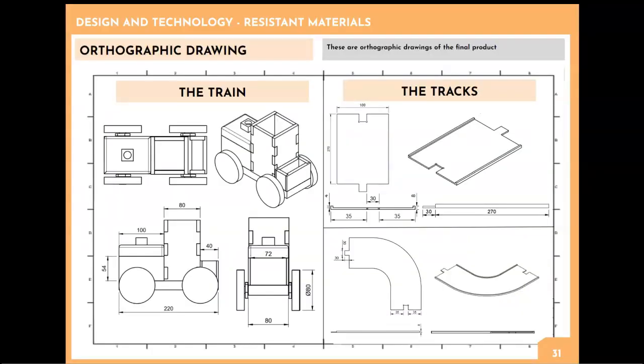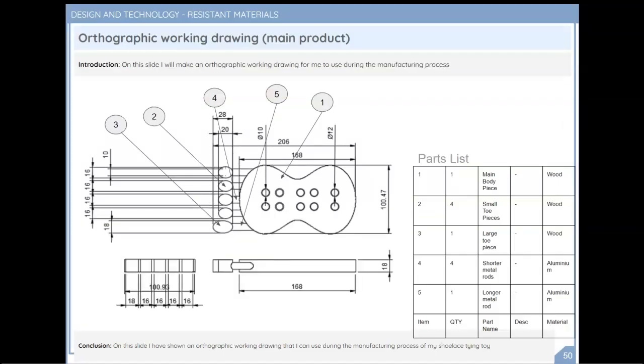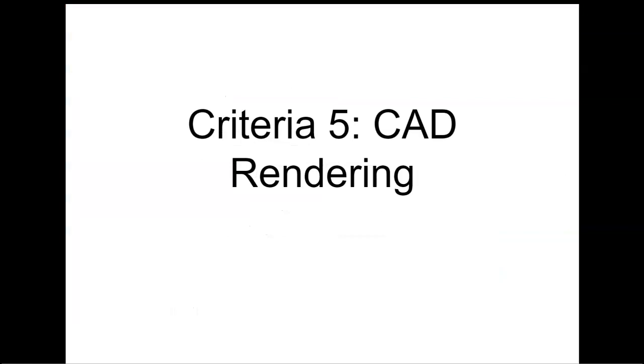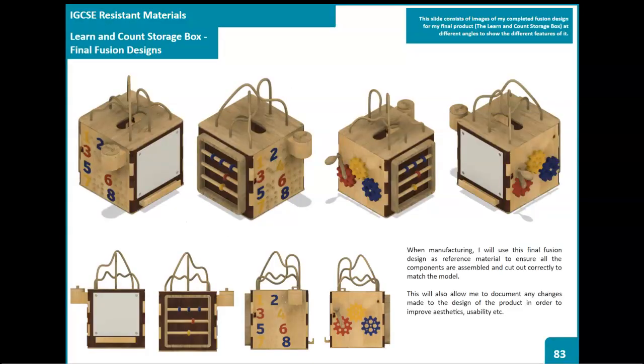Orthographic drawing is communicating your ideas in 2 dimensions. So it's drawing it 3 times, the side view, the plan view, and the end view, all of them drawn in 2 dimensions and all fully dimensioned so that someone else is able to manufacture it. Here's another example. Here is a CAD rendering. So the product has been drawn in Fusion and then rendered in CAD.